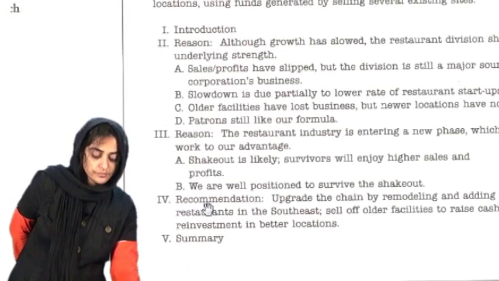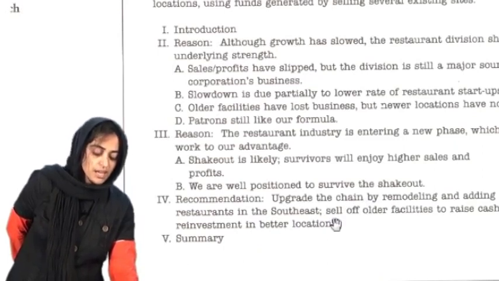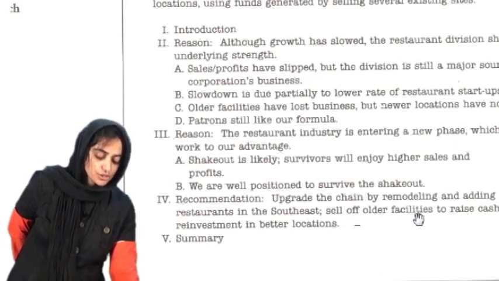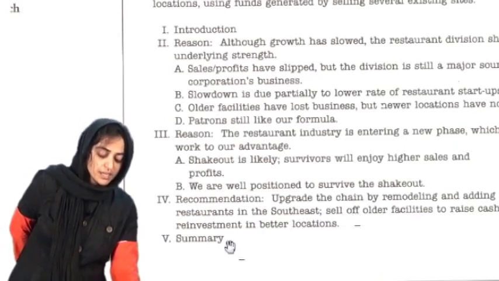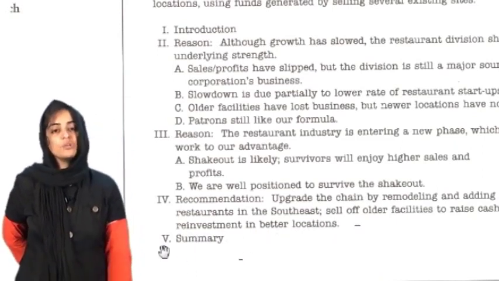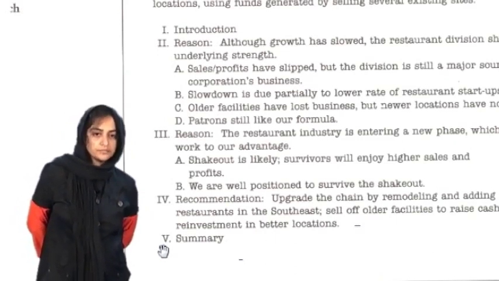recommendation. Upgrade the chain by remodeling and adding restaurants in the southeast. Sell off older facilities to raise cash for reinvestment in better locations. And 5th point, Roman numeral 5th, is the summary in the outline.